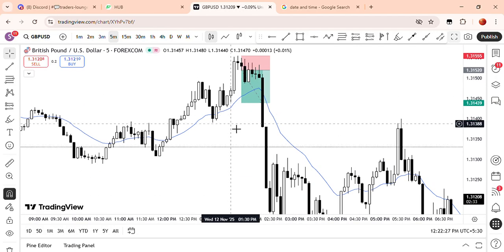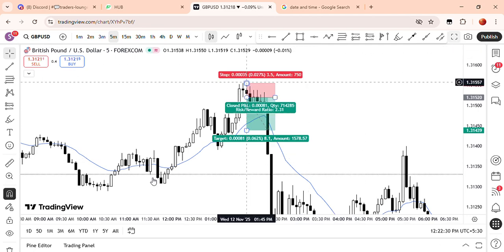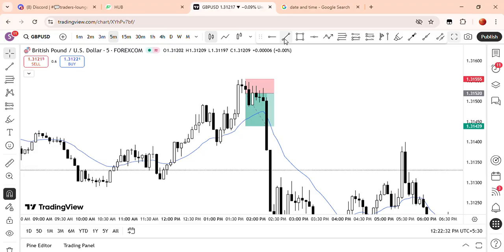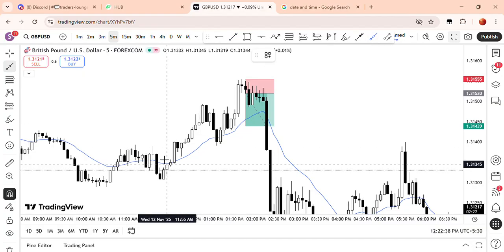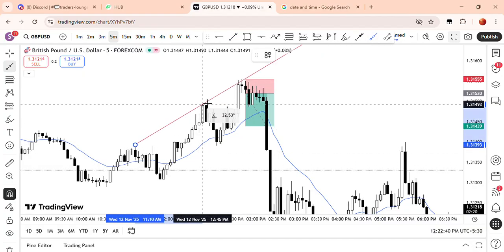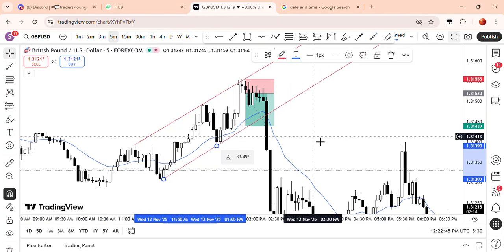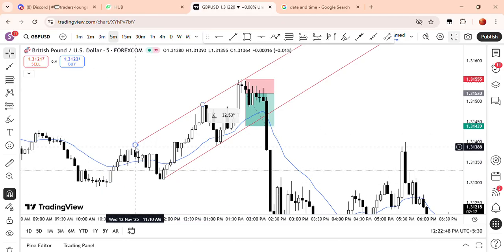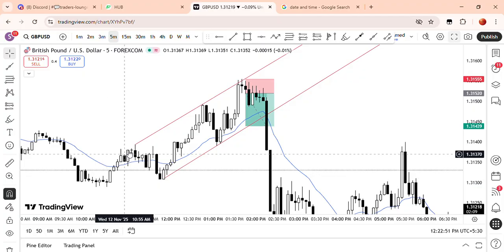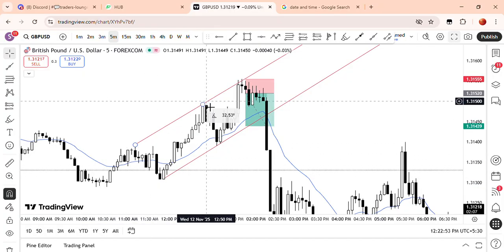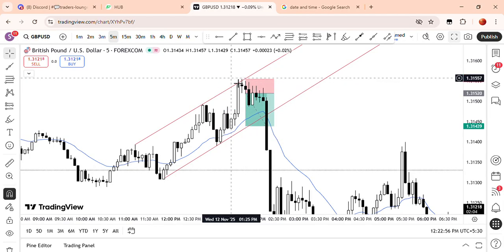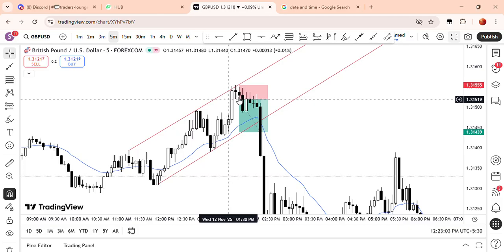What was the logic behind this trade? The market was in a channel. This was the first time, and this was the second time. This was the first low, and this was the second low. The market made the first high here, then came down. This was the first leg, pullback, second leg, pullback, and this was the third leg. The market usually makes three legs and then gives a deeper retracement. So I was expecting a deeper retracement. That's why I took this trade.